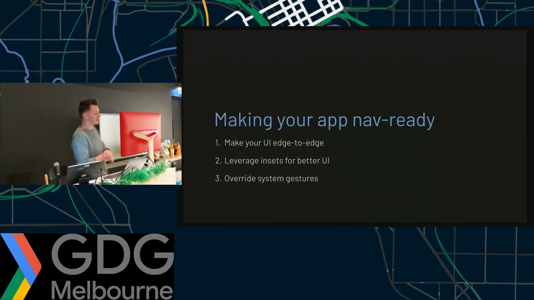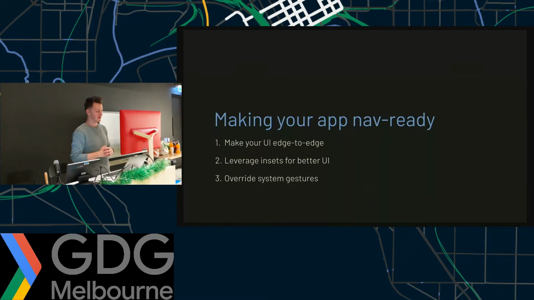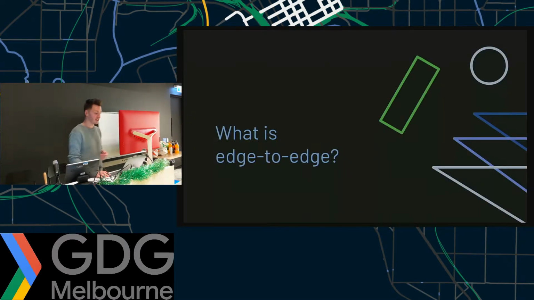So there are three things for your app to be what we call nav ready. That's to be able to handle all the different navigation modes that we support in Android. There's first to make your UI go edge to edge, which I'll talk about in a minute, then handle some of the visual conflicts, and then handle the gestures itself. So what is edge to edge?